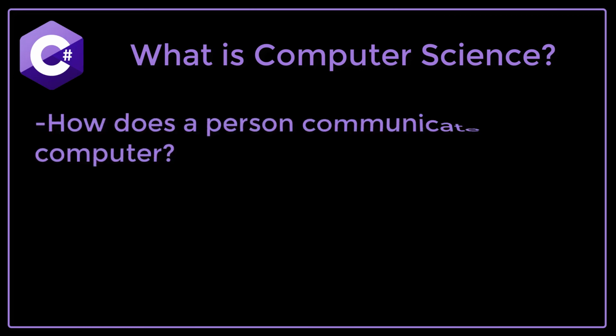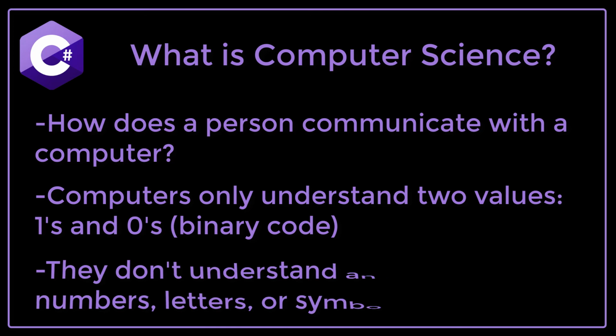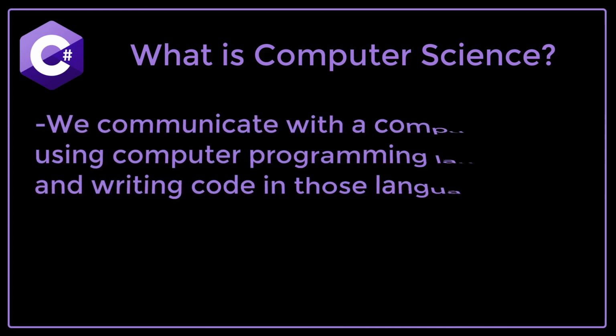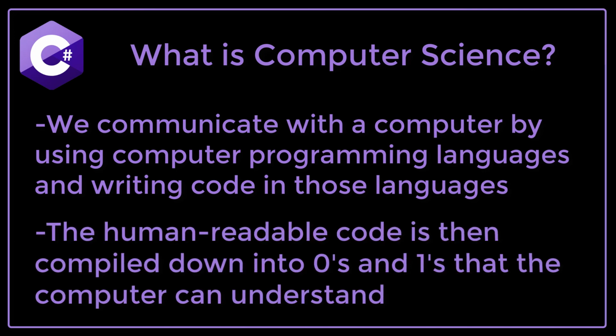How does a person communicate their intent to a computer? Believe it or not, computers only understand 2 characters, zeros and ones. They don't know any other numbers, letters, or symbols. Zeros and ones are called binary code, the language of the computer. Programming languages interface between us and the computer. We write code that then compiles down into zeros and ones before it is executed by the computer.